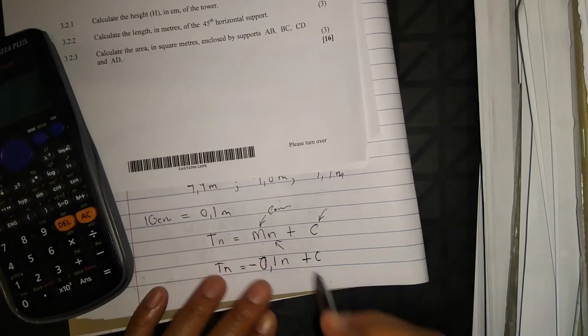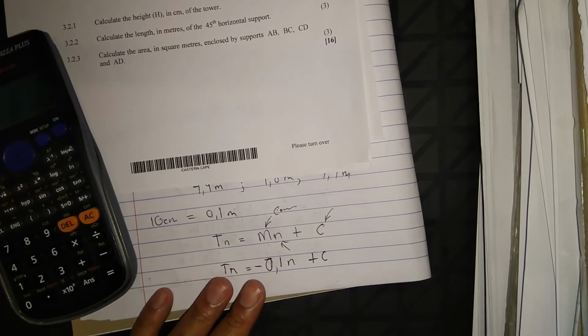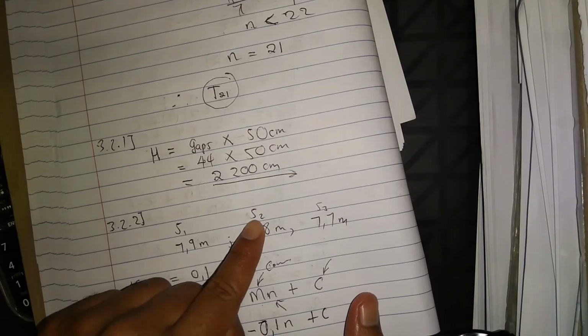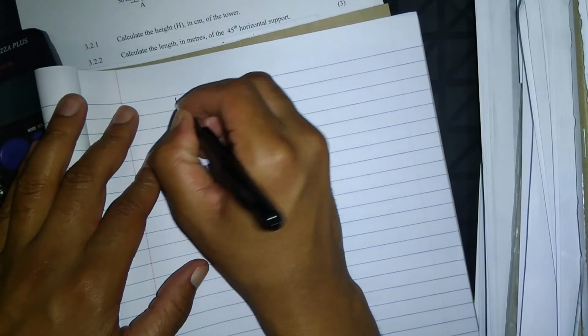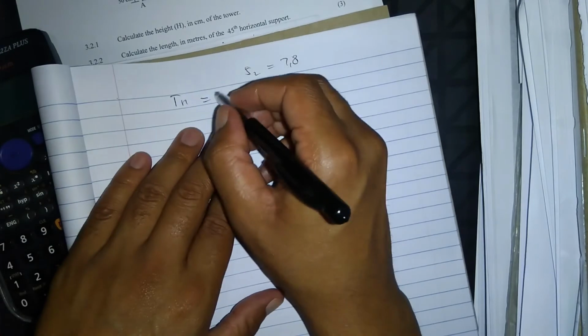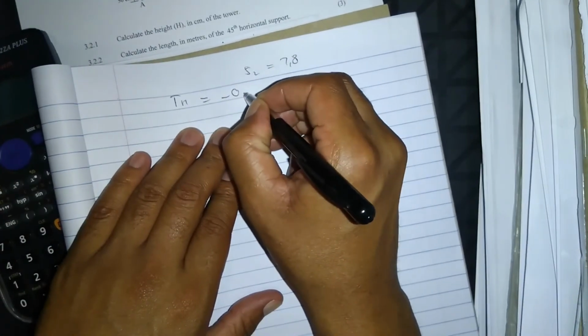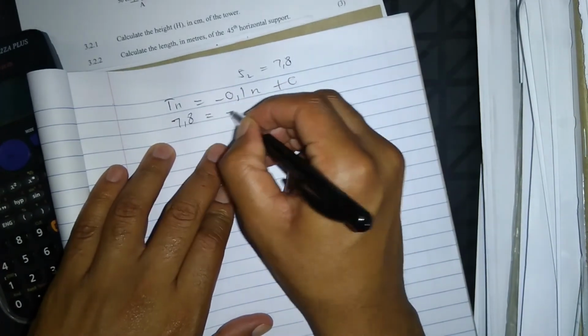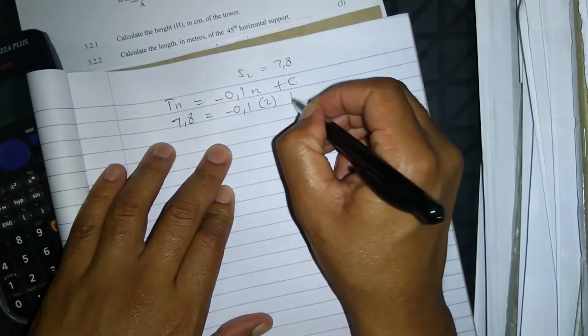Since I cannot leave it like this, for my answer I must calculate the value of c. To calculate the value of c, I will take any term, let's take term 2, which is 7.8. So plug into this equation. T2 is equal to 7.8, and that is equal to minus 0.1n plus c. Plugging in 7.8 equals minus 0.1 times 2 plus c.